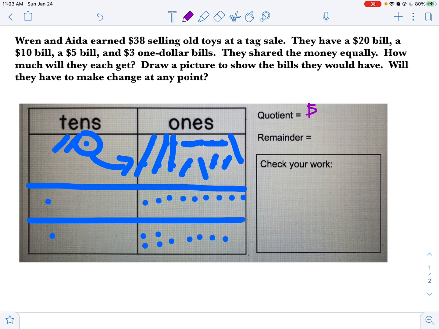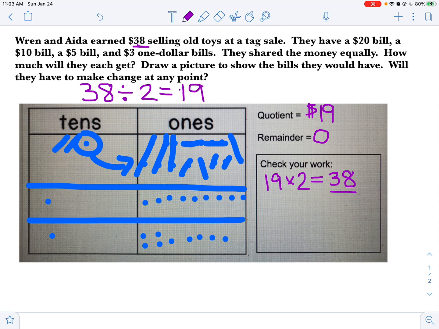I'm going to make it smaller here. And because this is money, I'm going to put my dollar sign, guys. This is talking about money, so make sure you're thinking about your units. No remainder. I'm going to check and see, does that actually work? Is 19 times 2, 38? I know 2 times 10 is 20. 2 times 9 is 18. So sure enough, I get my 38 to start with. And I should put my division sentence back up here.